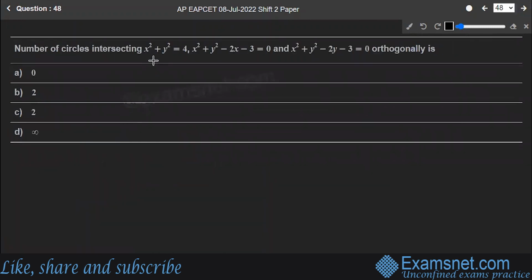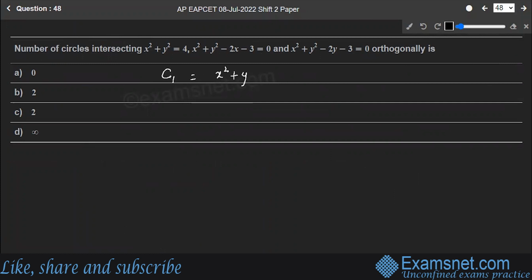Next is question number 48. Number of circles intersecting x square plus y square is equal to 4, and this, orthogonally is. So you are given 3 circles over here. You have to find out the number of circles intersecting these 3 circles orthogonally. Correct? Let's write down the equations of the 3 circles.